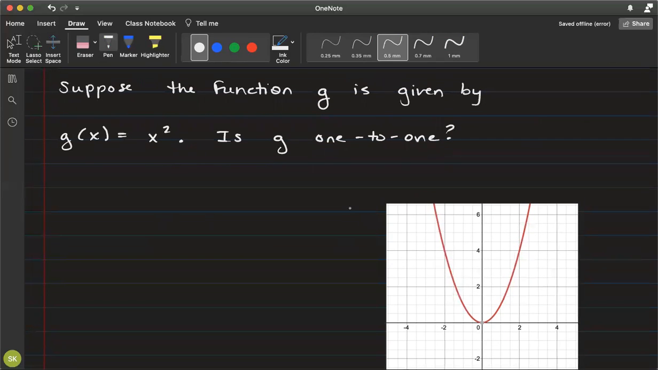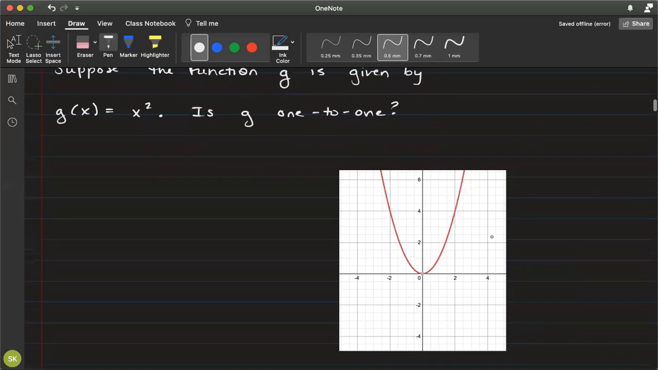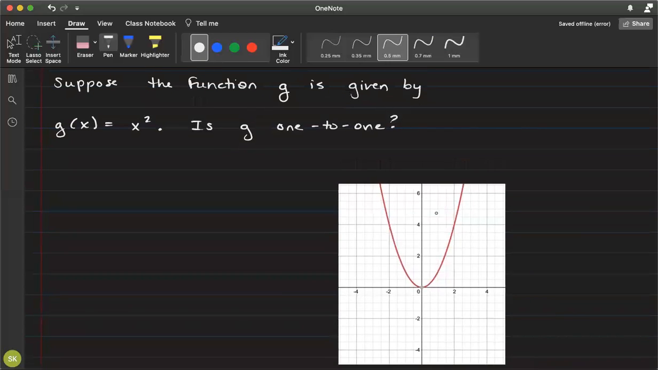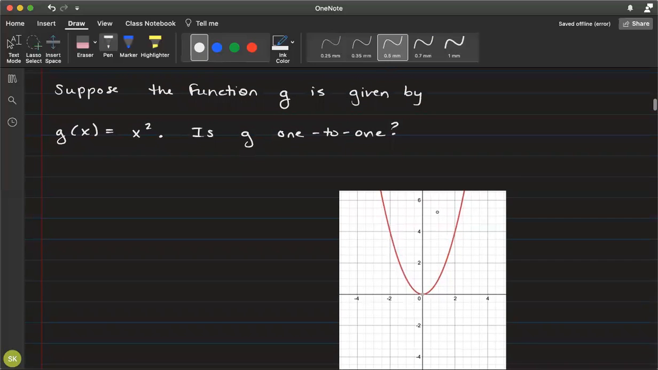Suppose the function g is given by g of x is equal to x squared. And I've actually graphed this function right here for you. Is the function g one-to-one? Well, again, the idea is, do we have a number in the domain? Notice that the domain of this function is all real numbers, because I don't have any fractions or square roots in the equation for this function. So the domain, I can put whatever I want into this equation here.